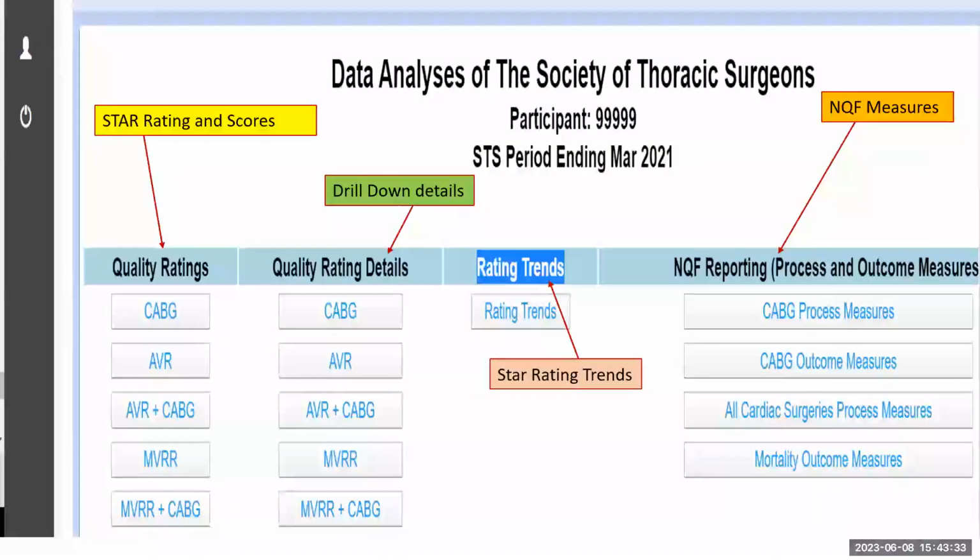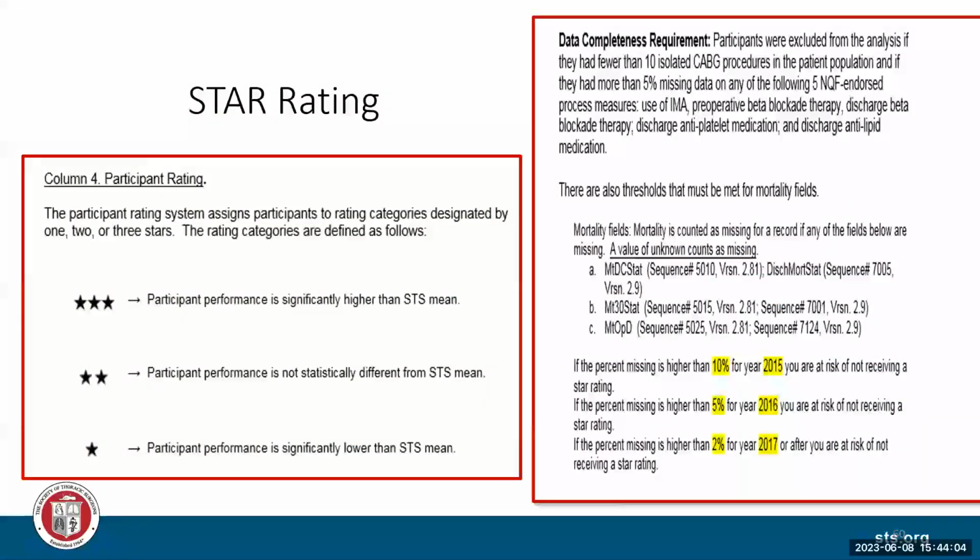When you go into IQVIA, and again, I'm not going to talk much on this, but just a few things. Quality ratings, that's your star ratings and your scores. Quality rating details, basically drill down details on these ratings. Here you've got your star rating trends under here. NQF, these are your NQF measures, and these are the process and outcome measures as they've been reported. We talked about that in the NQF document. Star rating, gosh, we could have a whole hour on star rating, but I'm going to give you the down and dirty version.